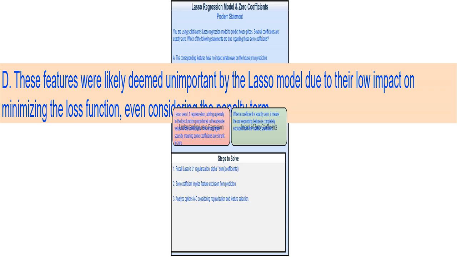Let's break down Lasso. It's a regression technique that adds a penalty to the usual error calculation. This penalty is proportional to the sum of the absolute values of the coefficients, called L1 regularization. This forces some coefficients to become exactly 0, simplifying the model and performing feature selection.